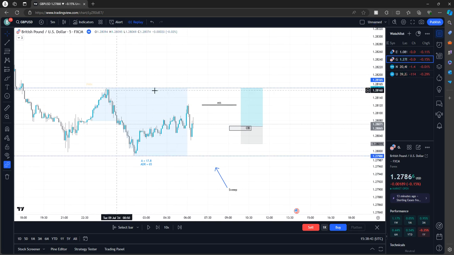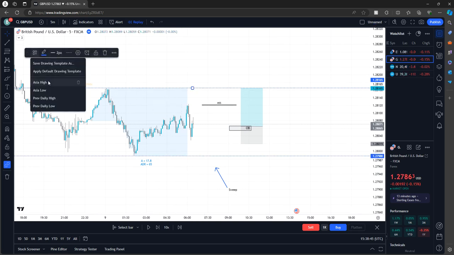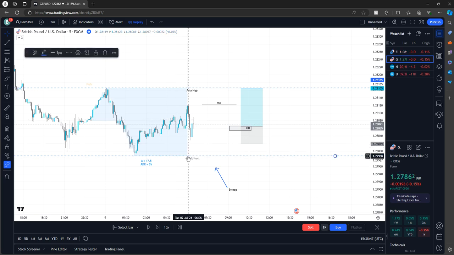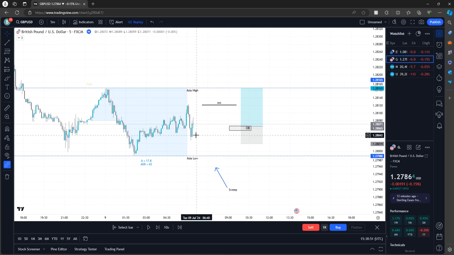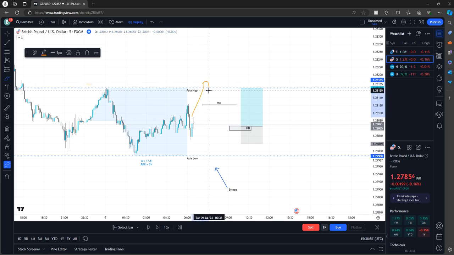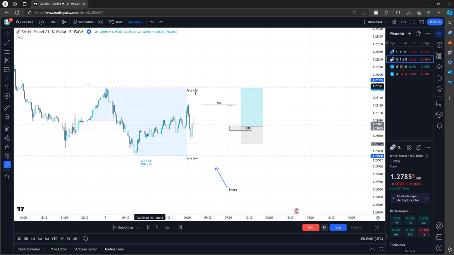Now, once you've got the Asia high and the Asia low marked out, you are good to go. So, now all we're waiting for is a sweep of either the Asia high or the Asia low. The reason we want this is because the Asia high and the Asia low are now both points of liquidity and interest after the session has closed out. What you're doing while you're waiting for that is you're identifying market structure.